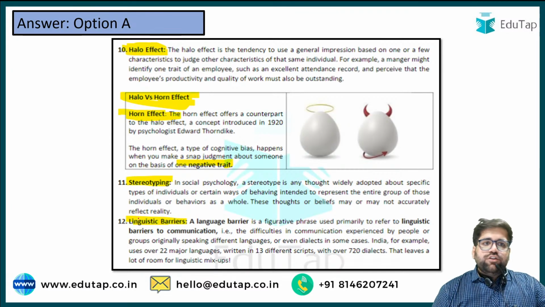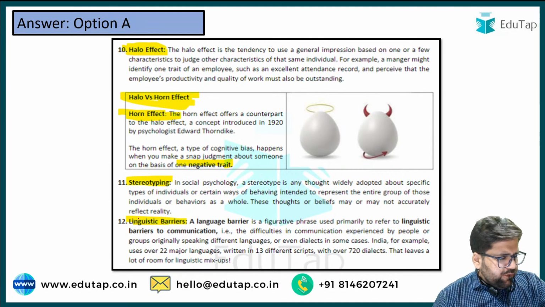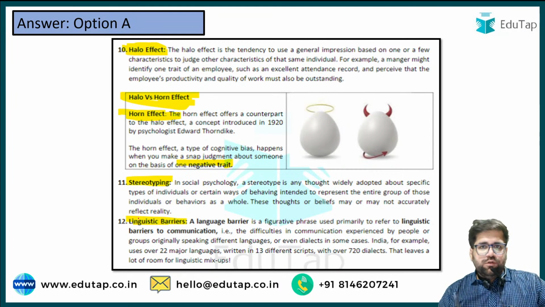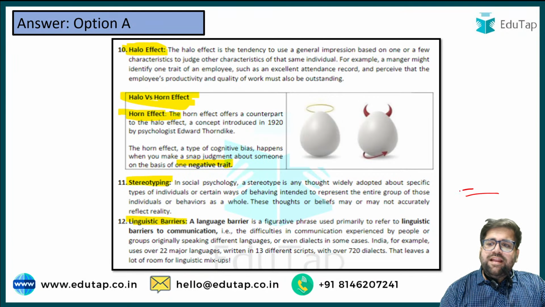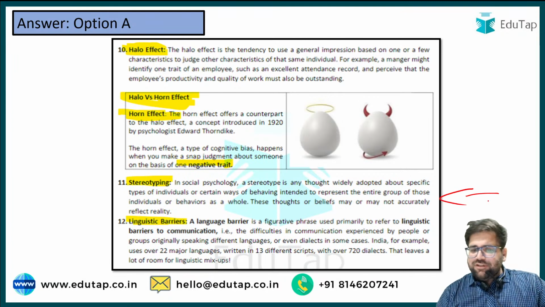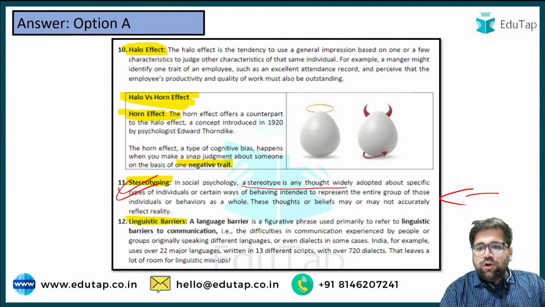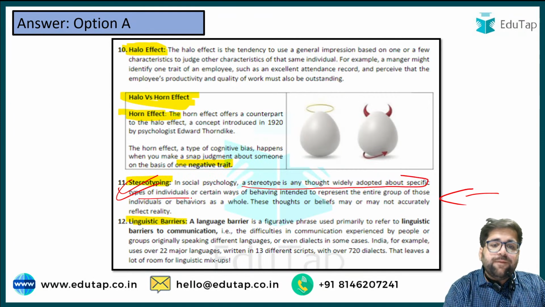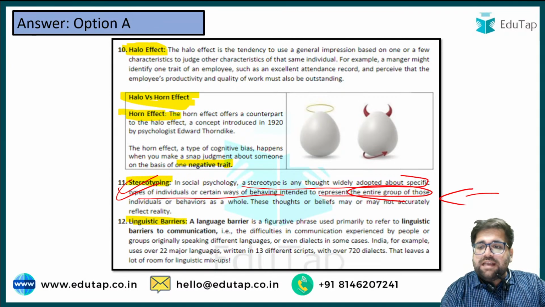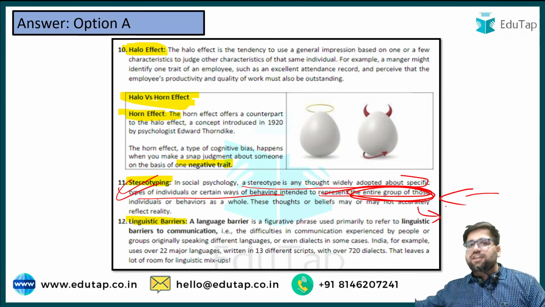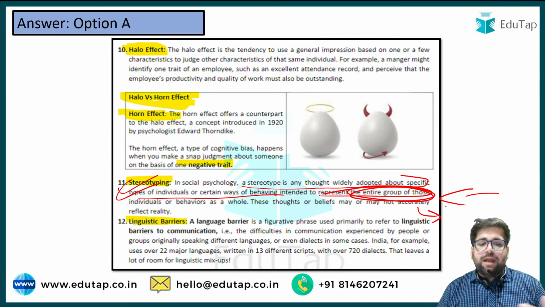Again, the correct answer is option A. I can see that maximum of you have given the right answer. So kudos to all those who are giving the right answer. And again, this is a screenshot which I have directly taken from your concept notes. If you see, stereotyping has been clearly defined in your notes: stereotyping is any thought that is widely adopted by specific types of individuals, behaving to represent an entire group of those. In our example we have taken the entire group as South Indian people. They eat too much of rice. So this is an example which is directly given in your concept notes as well.